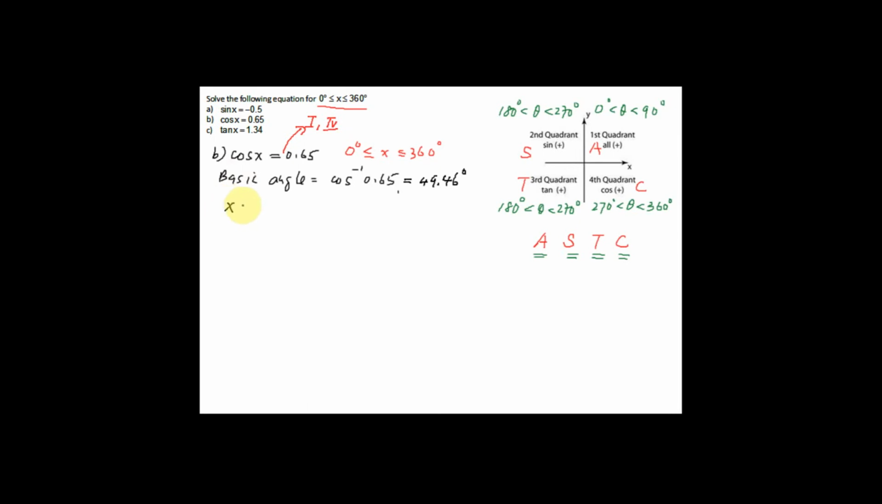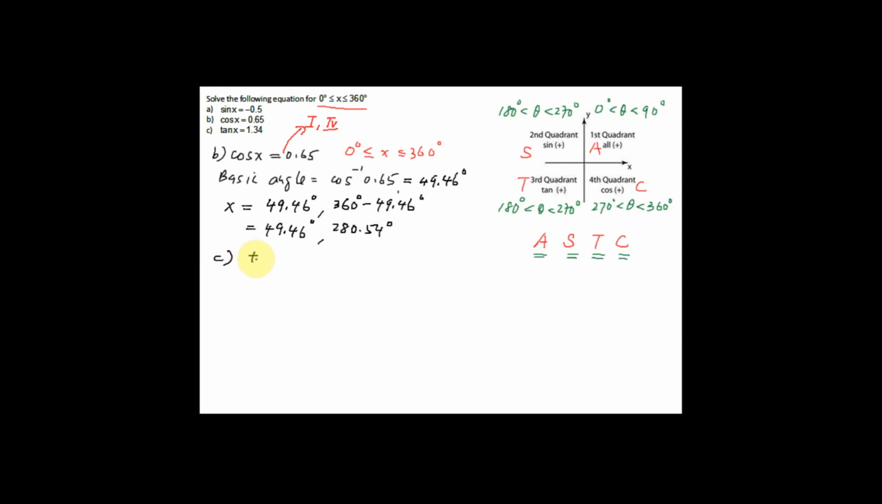So the last step, the value for x in the first quadrant will be 49.46. For the fourth quadrant, you have to use 360 minus 49.46. Therefore, your final answer should be 49.46 degrees and 310.54 degrees.